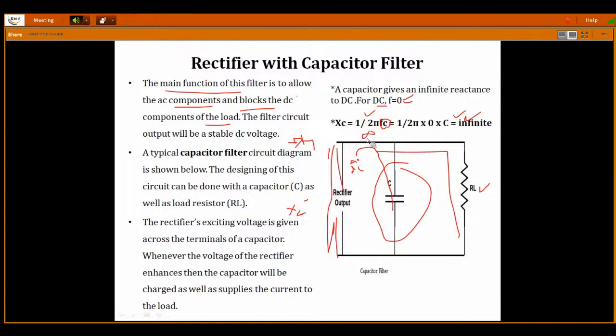The AC signal's frequency is not 0, so the reactance is some defined value, a low reactance path. That's why the capacitor allows the AC signal and blocks the DC signal. A typical capacitor filter circuit diagram is shown below. This is a simple capacitor filter.